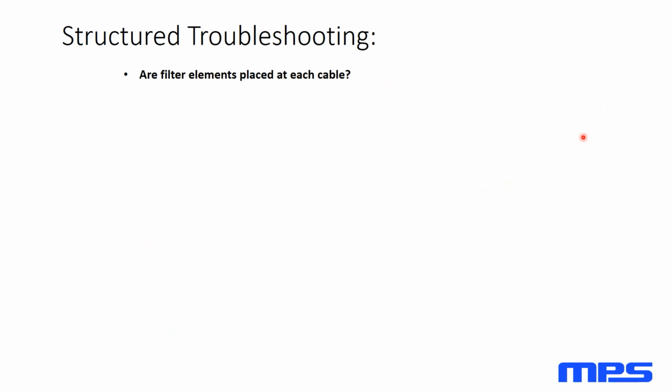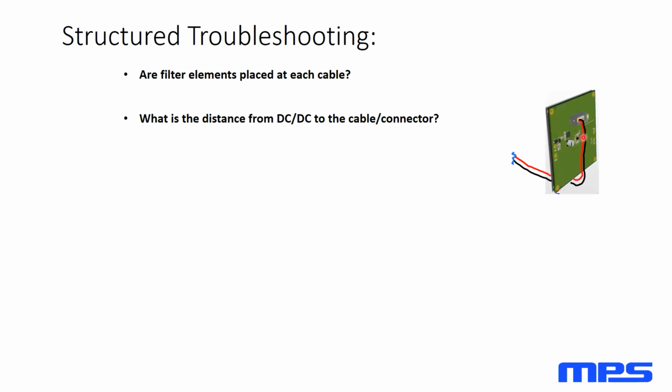So in terms of looking at specific elements of our EMC countermeasures or design, do we have filter elements placed at each cable, both the input and the output? What is the distance from the DC to DC converter to the cable or connector, right?